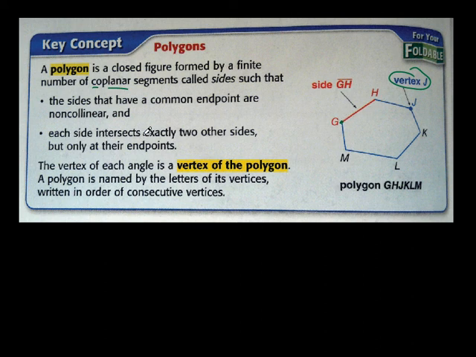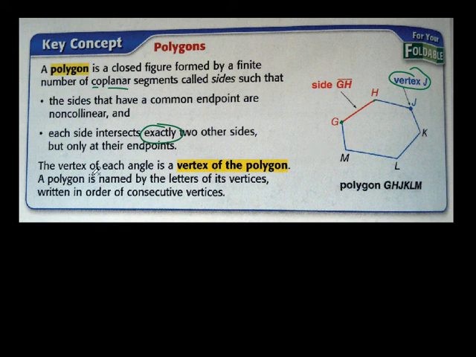It says each side intersects exactly two other sides, but only at their endpoints. So this side right here, GH, it intersects what? Exactly means not more than, not less than, but exactly two other sides. So GH intersects this side, HJ, and it intersects this side, GM. It does not intersect any more or any less. Exactly two sides. Okay, and they intersect where? At the endpoints. It's not like this thing right here intersects halfway through and this part's hanging over. You can't do that. It's a little bit technical. You'll see in a second some examples of things that are polygons and things that are not polygons.